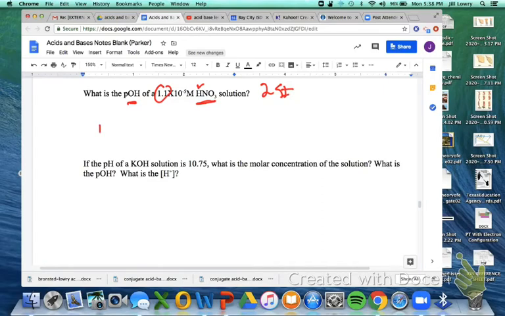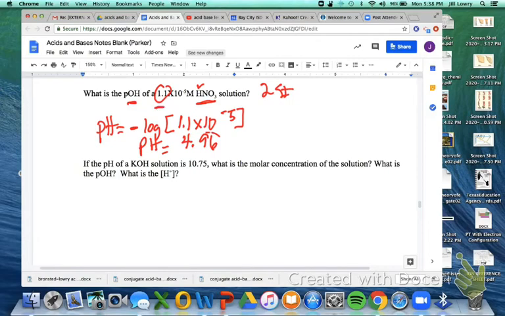So my first thing is to get my pH, which is equal to the negative log of my hydronium concentration. Once again, this is a strong acid, so that would be 1.1 times 10 to the negative 5, and that's what would go into my calculator. From that, I got a pH of 4.96, 2 places behind the decimal because of my 2 sig figs.